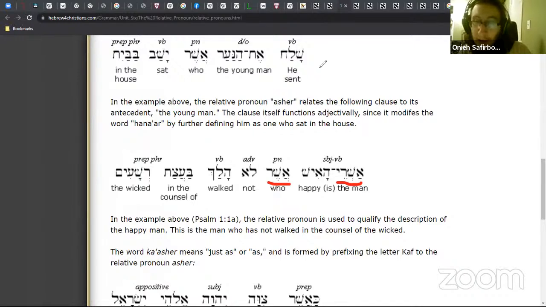But at any rate, happy is the man which walks not, or does not walk, in counsel of wicked ones.